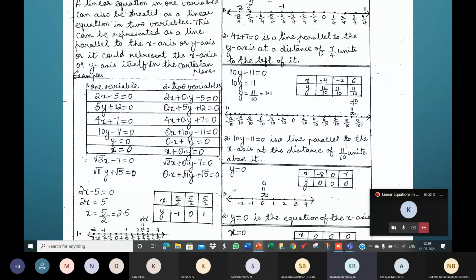So like that, comment, what do you feel? How do you think you can comment about the line you've got? You can comment with respect to the x-axis and y-axis. You can give your comment with respect to the x-axis or the y-axis.